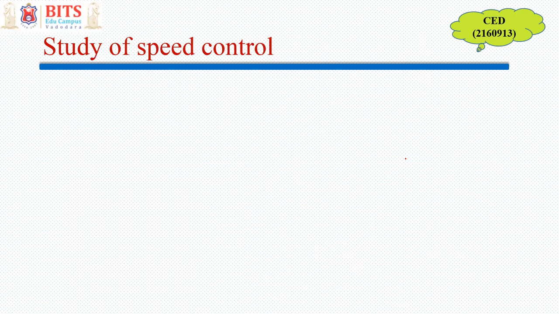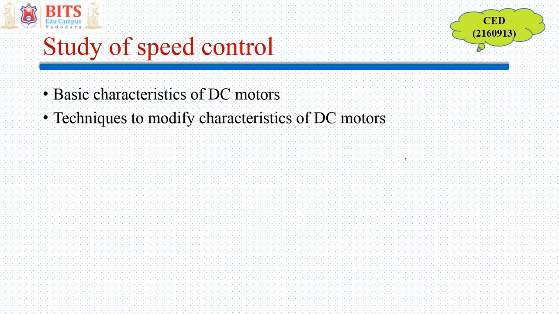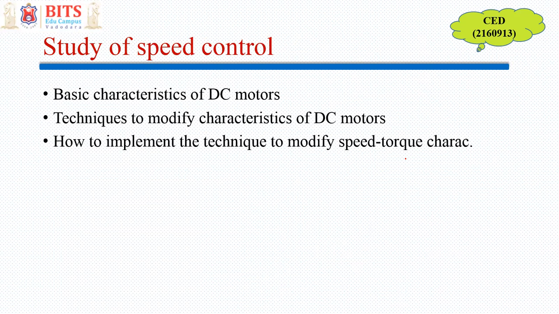So what exactly are we going to study? We are going to study first the basic characteristics of DC motors. Then we are going to study how we can modify these characteristics and what different techniques we have. And then we are going to study how to implement these techniques, what hardware or what facilities are already available with us with the help of power electronic devices, right? And lastly, we'll see the closed loop speed control of DC motor, right?